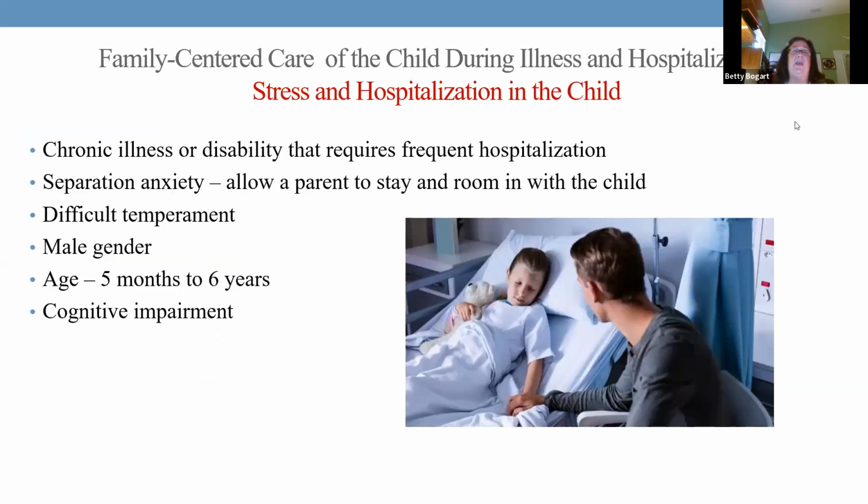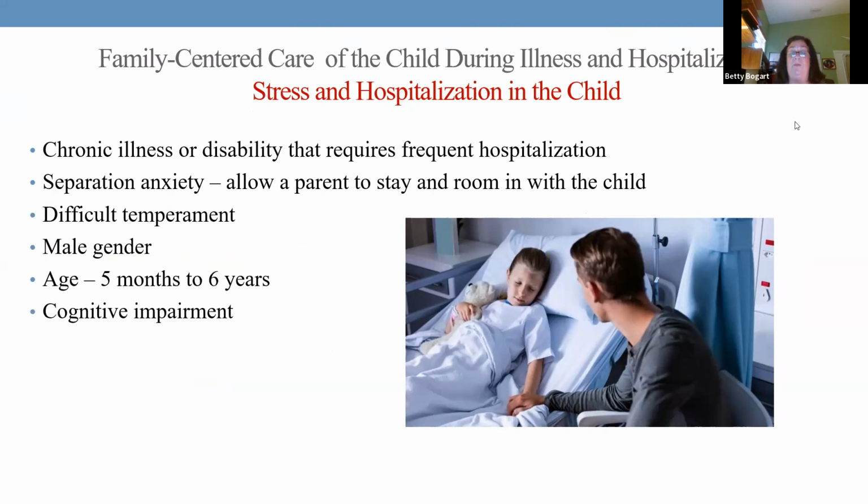So family-centered care and the stress of the child during hospitalization. You have a kid who needs to go into the hospital. You've got parents who need to work, who have other children and other obligations. So it is a very difficult time for the entire family. Those children who have chronic conditions or disabilities are going to need frequent hospitalizations. It could be cystic fibrosis, could be sickle cell.